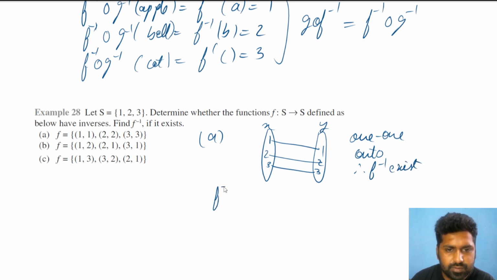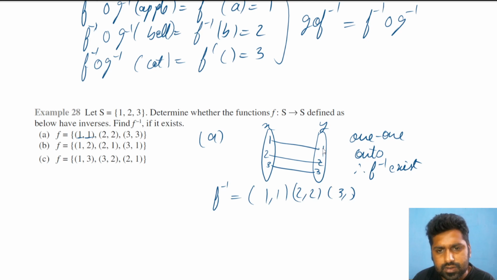And f inverse will be, in order to write the inverse in roster form, what do you do? You reverse the order of the values. Although even if you reverse these, they'll still remain the same. F inverse will also be (1,1), (2,2), (3,3). Basically you write this in order: (1,1) is like this, you write the reverse, (1,1). Slightly weird because the values were given like this. I'll explain if something else also comes as an inverse.